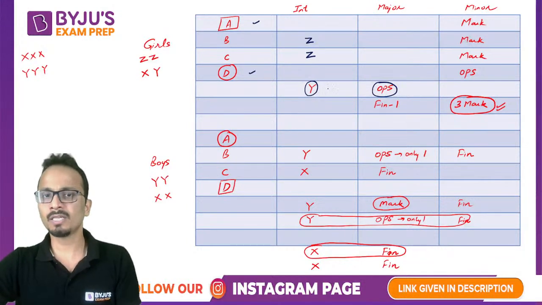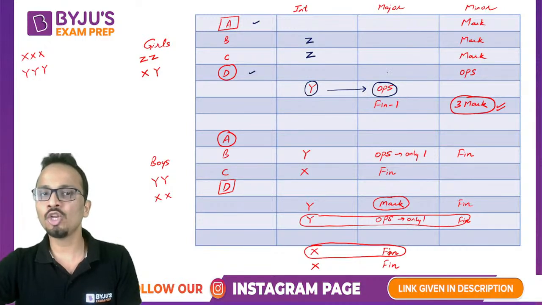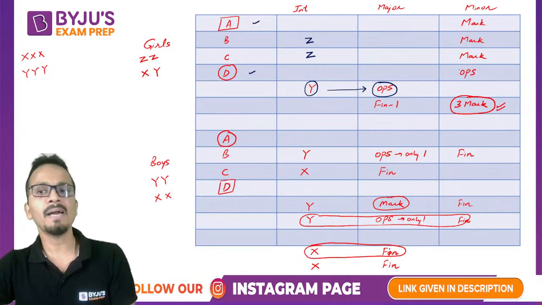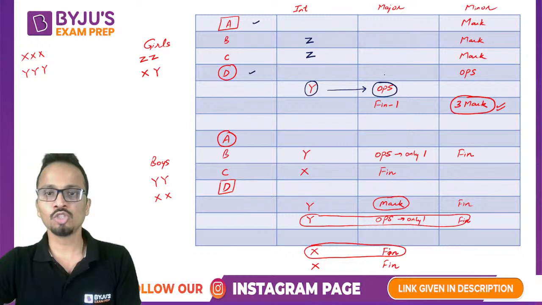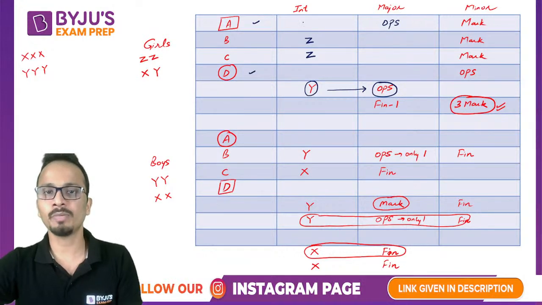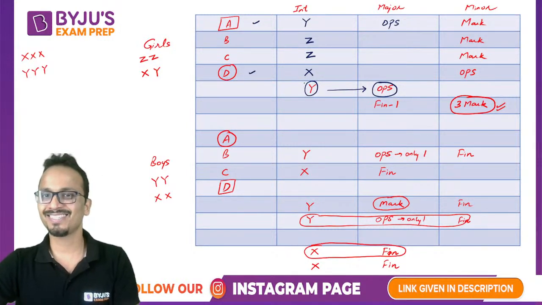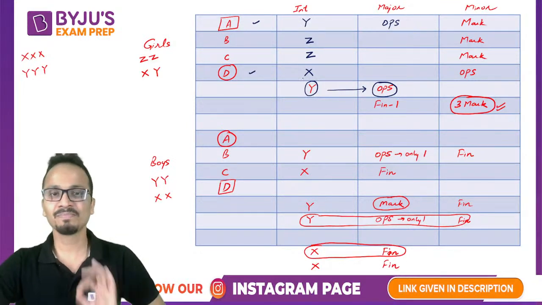Second thing, the girl who majors in operations cannot be D because D minors in operations. So the girl who majors in operations can be A only. So this girl will major in operations and will be from Institute Y. And the girl D will be from Institute X. Clear? बहुत simple है. Okay.